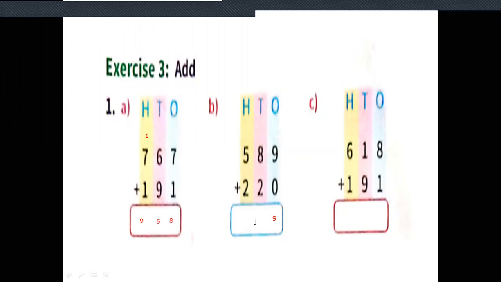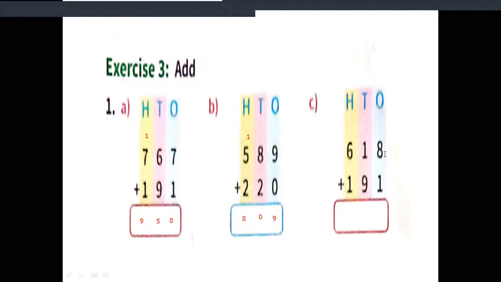8 tens plus 2 tens is nothing but 10 tens. In 10 tens, 1 is 100 and 0 is tens. So you are writing 1 in hundreds place and 0 in tens place. 1 plus 5 is 6. 6 plus 2 is 8. So 8 you are writing in hundreds place. What will be the answer? 809. 589 plus 220 is equal to 809.